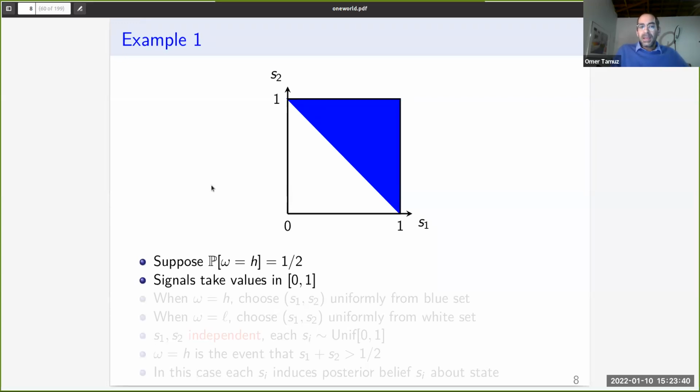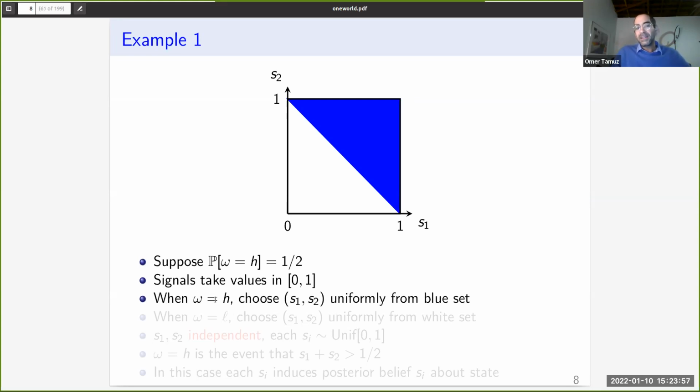Now, what I'm going to do is, when S1 and S2 are in the upper triangle, I'm going to set the state to be high. When it's in the lower triangle, I'm going to set the state to be low. Another way of thinking about this is the following.